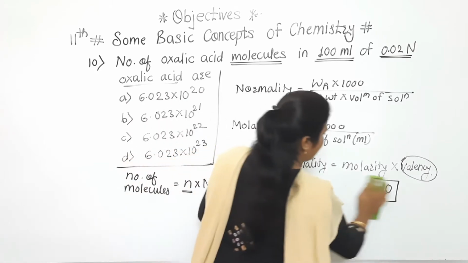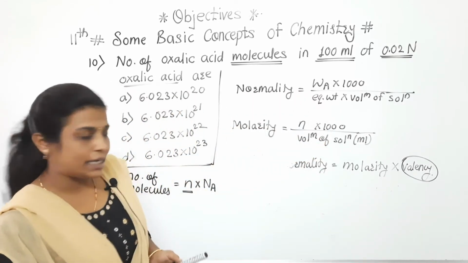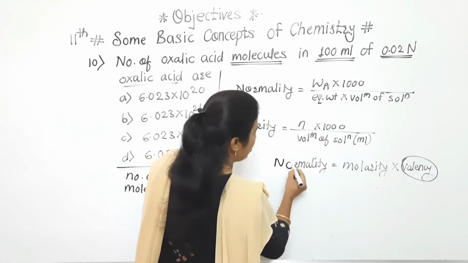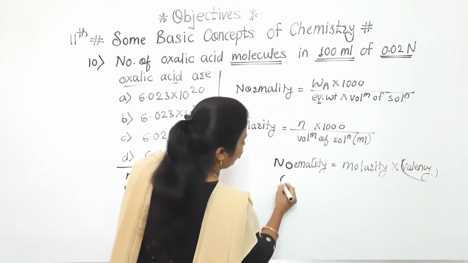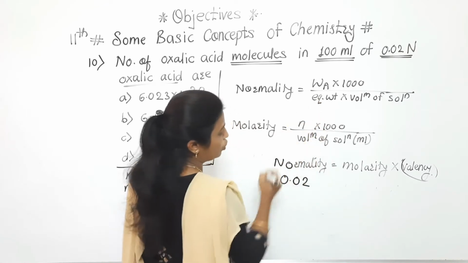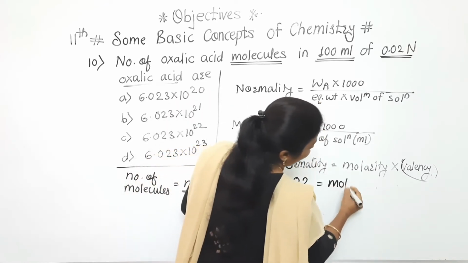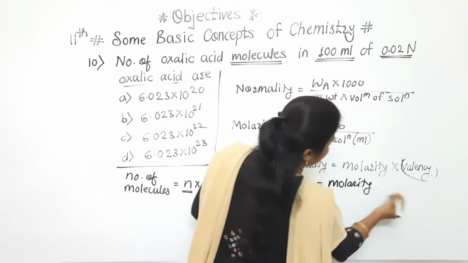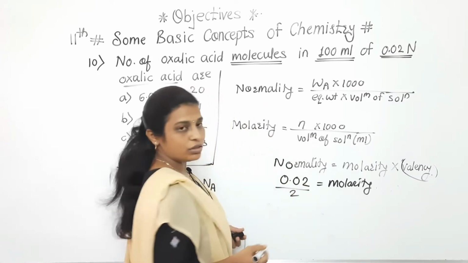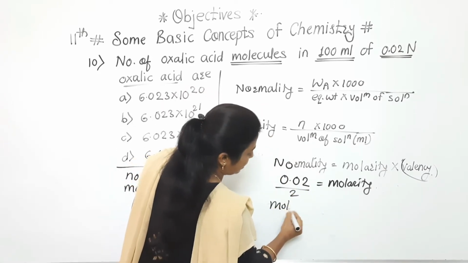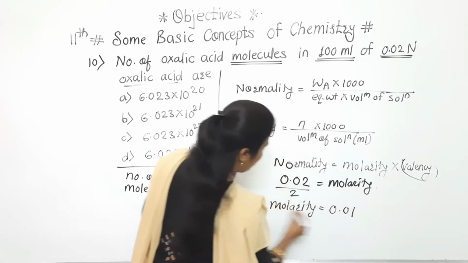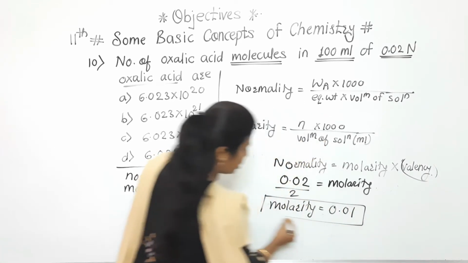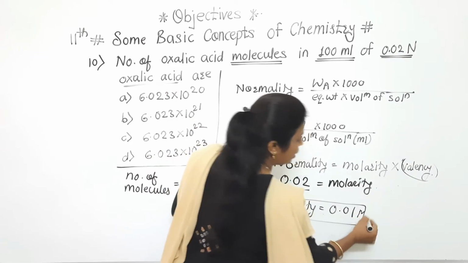Now see here, this is the formula. Normality is equal to molarity into valency or basicity. What is the normality? 0.02 is equal to molarity into basicity, which is 2. Dividing by that, molarity is equal to 0.01. Clear to everyone? So in this way we have calculated the molarity.